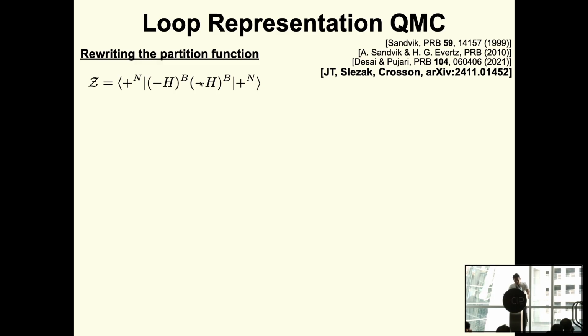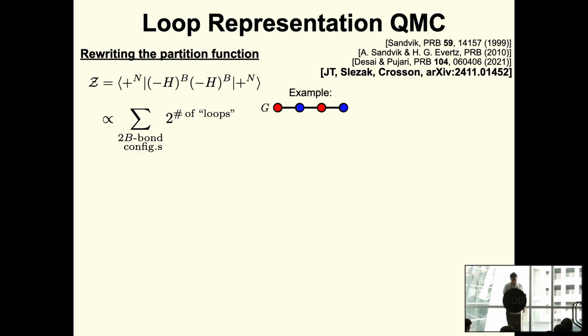So in this case, after a lot of rewriting, we can show that this actually is the same as the summation of these non-negative terms, 2 to the power of the number of loops, over what we call the bond configuration. So I need to explain what this bond configuration is. For example, if the graph that you're interested in is a line graph with 4 vertices like this, a typical bond configuration would look like this. So you have vertical lines corresponding to each qubit, and you have these bonds sprinkled around. And in this example, I'm just setting 2b to be 8, so I have 8 bonds in total.